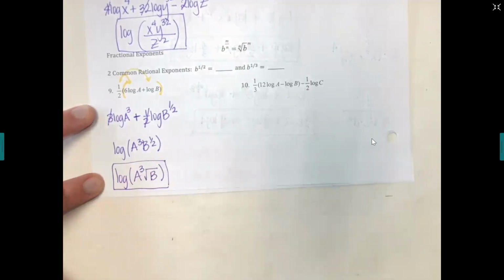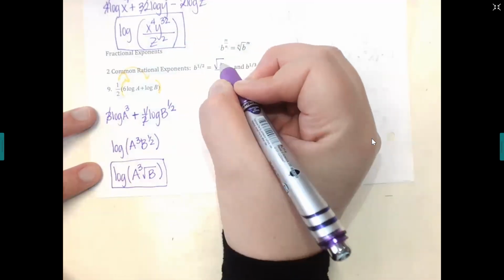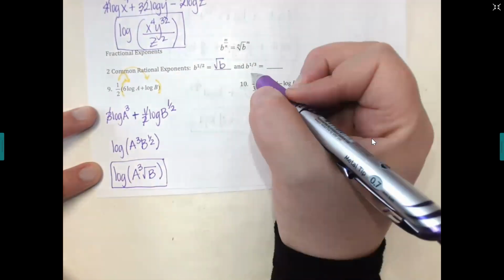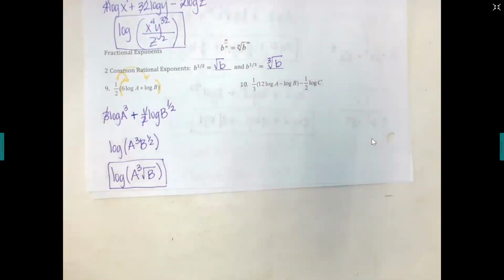And if you want to fill out up here at the top, B to the half is a square root B. B to the 1/3 is a cubic root B. And I think we know where those are on the keyboard now, but if you don't, just raise your hand and I'll show you.